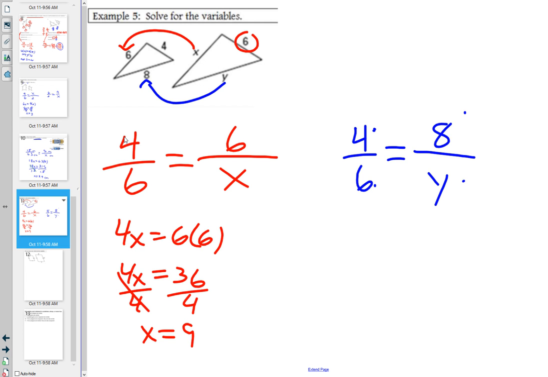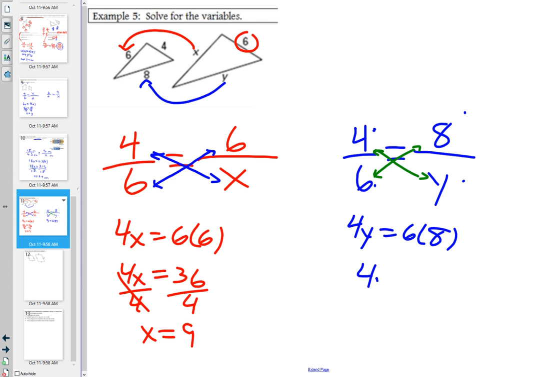Cross products. I'm going to draw the arrows for you. That's what I'm multiplying. So here it's going to be 4y is equal to 6 times 8. So 4y is equal to 48. Divide by 4 like all the cool kids do.